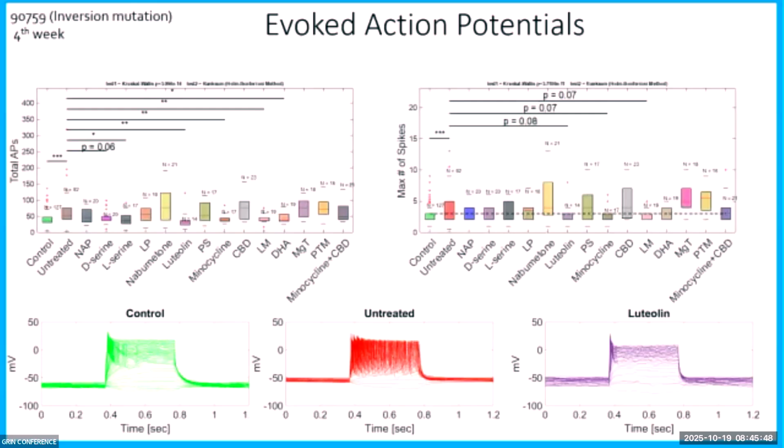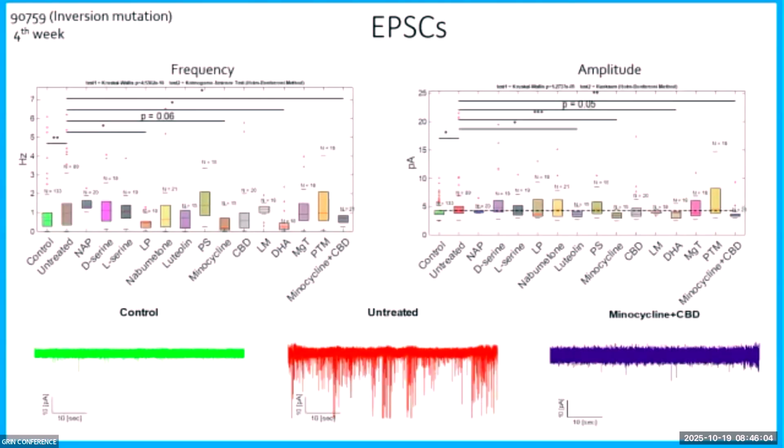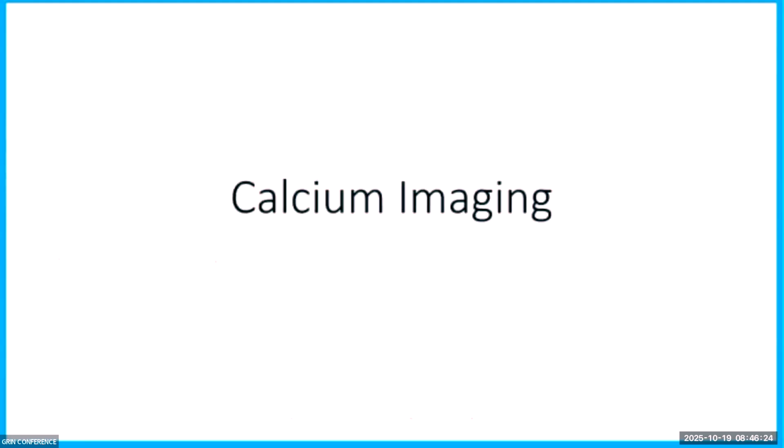Importantly, because these are many tests, of course, we did multiple hypothesis corrections. And we can see an example recording of the 2 types of excitability, total evoked action potentials and maximum number of spikes, with the control, untreated, and luteolin, for example. For EPSCs, again, we look at the frequency, how many of these occur in a certain time, for example 1 second, and also the amplitude, how big these deflections are. Again, we can see all these drugs that either partially or fully rescue this specific phenotype.